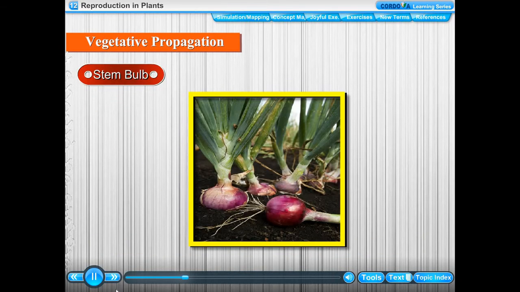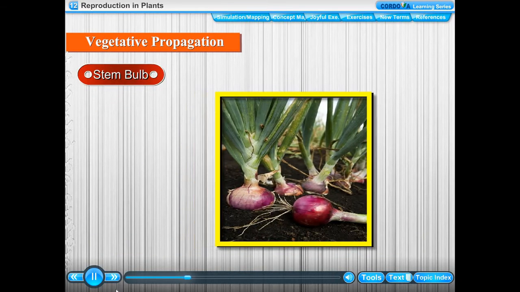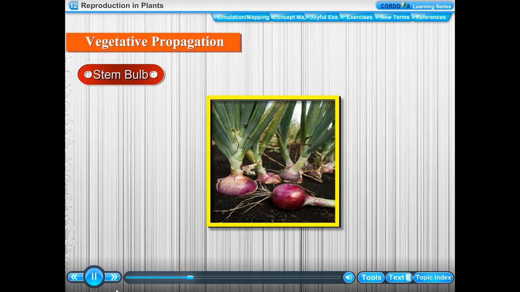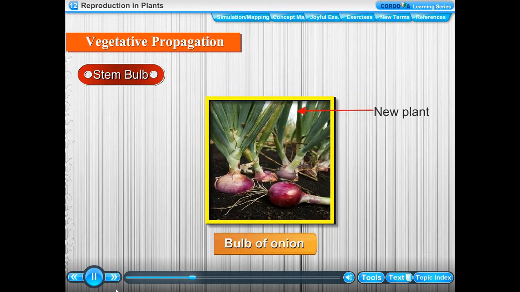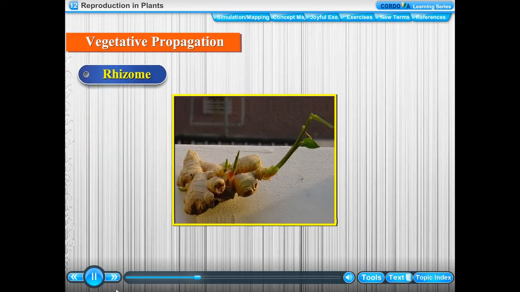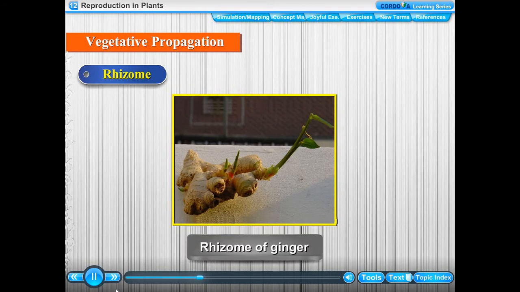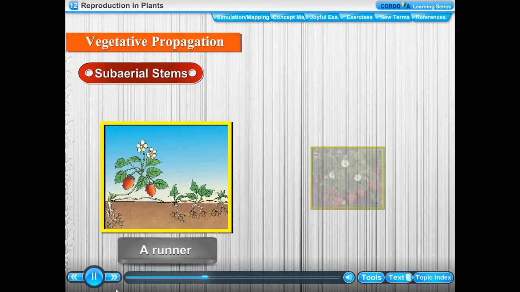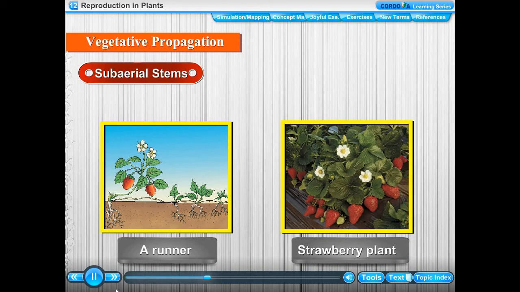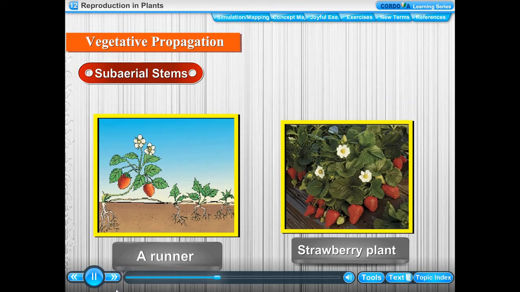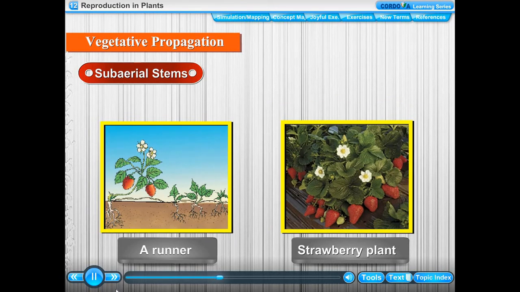Stem bulbs. Underground stems of onion, tulip and lily are called bulbs. They are thick, short, underground stems which contain abundant reserve food. Rhizome. Underground stems of ginger, turmeric are called rhizome. Rhizome of ginger. Subaerial stems. In some plants, branches growing from the base of the stem creep along the ground or just below the ground. Grasses, strawberry plant, mint plant grow in this manner in natural condition.